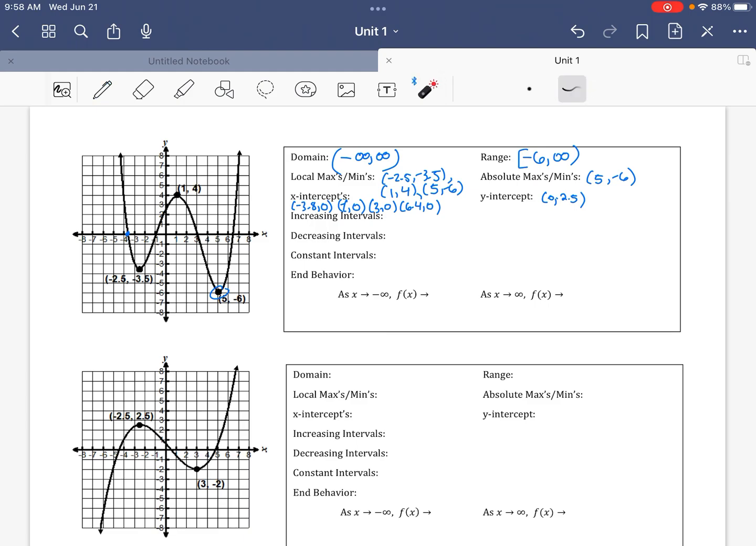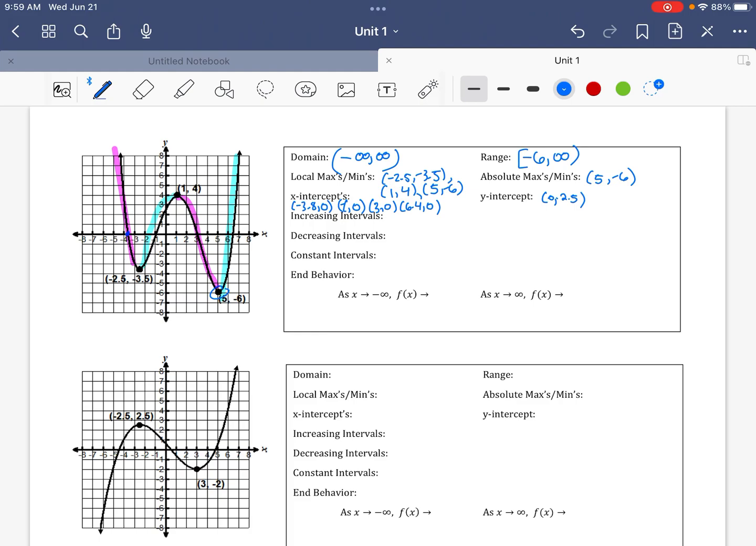All right, increasing interval. So anything that's increasing has a positive slope. So this has a positive slope to it, and then this area has a positive slope to it. So if we kind of like designate this area is positive slope, this area is positive slope, and then this part is decreasing. Okay. All right, so remember we use x values.